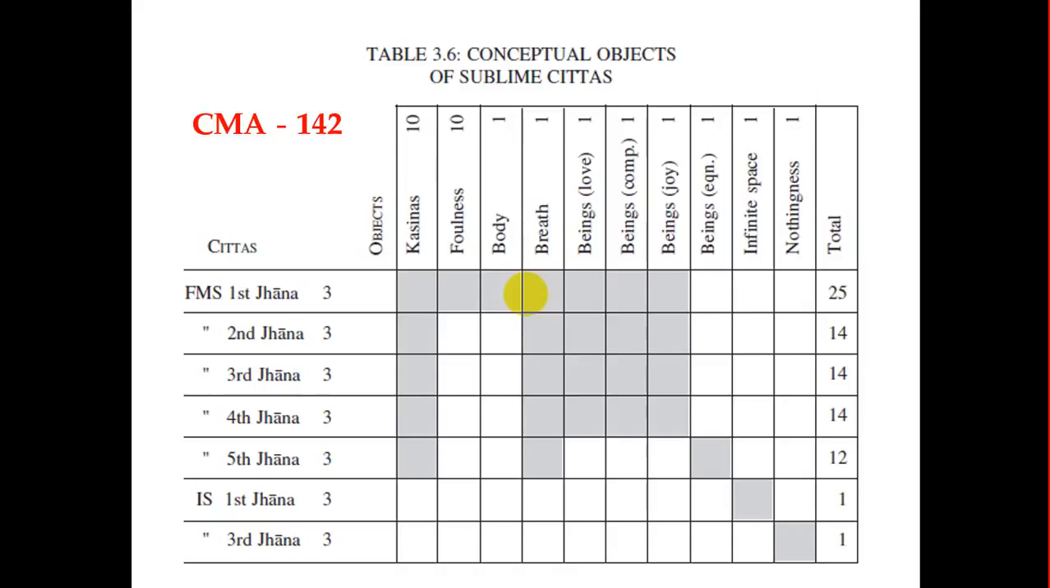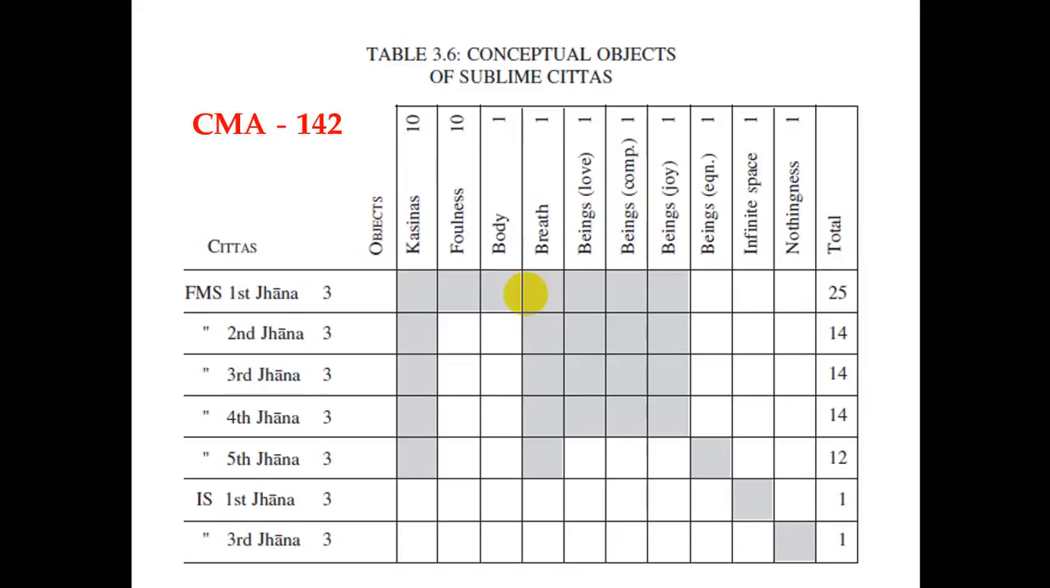The first immaterial sphere jhana, 3, you can only attain by contemplating on infinite space, using the object of infinite space. Then the third immaterial jhana, you can use the object of nothingness.